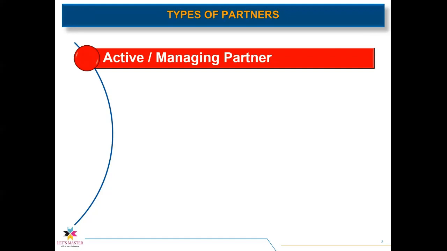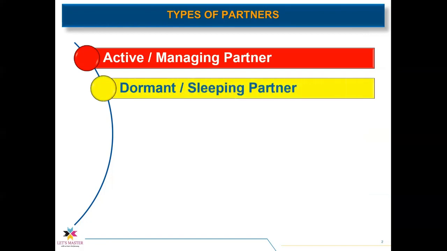As I told you earlier, if the partners agree, then one or two partners can take active participation in managing the day-to-day business of the partnership firm, and other partners may be sleeping partners or dormant partners. They may not be taking active participation. So the partners who are actually managing the day-to-day affairs of the partnership firm are known as active partners or managing partners. Then we have dormant partners or sleeping partners.